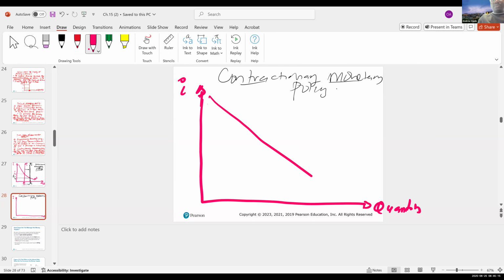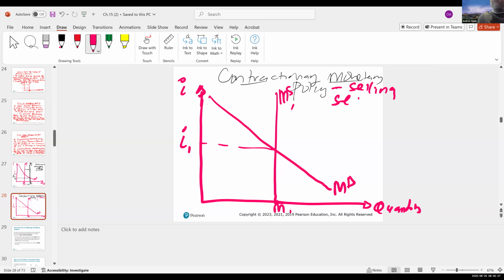So you must start with a point. This was your initial money demand function. Then this was our initial money supply function. This is your M1. So this was your initial interest rate before the Fed changed anything. And then the Fed decides to pursue contractionary monetary policy, by selling securities. When the Fed sells securities, money supply is going to fall. It leads to a shift of the money supply curve to the left, like this. So this is your new money supply, MS2.